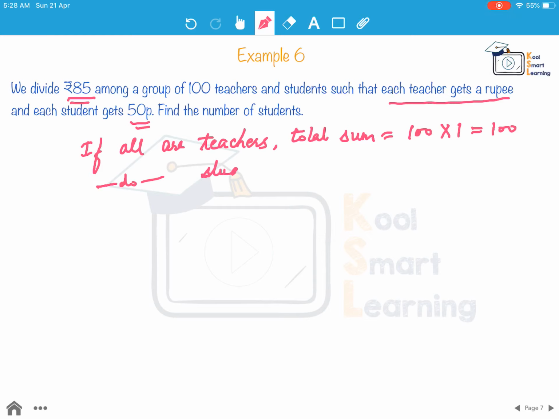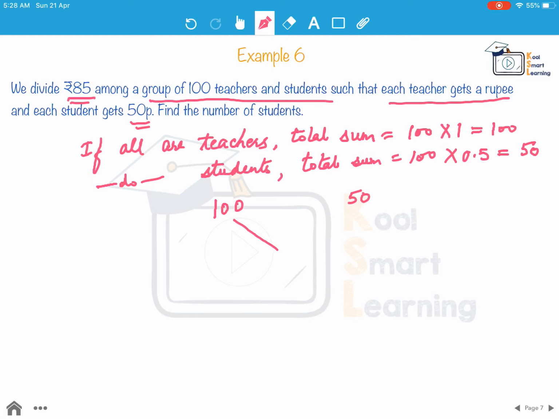If all are students, then the total sum would be 100 is the size of the group into 0.5, because they are getting 50 paisa. This would give 50 rupees. Now let's use the alligation. So if there were all teachers, it would be 100. If there were all students, it would be 50. But we know that the net money that we had was 85 rupees. So we get 35 here and 15 here.